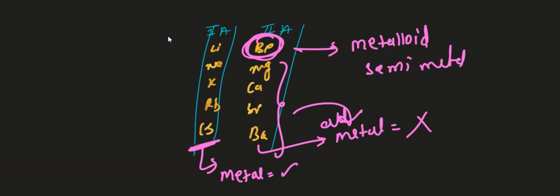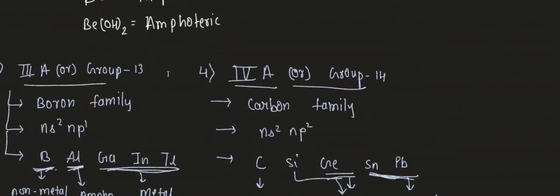So do you find any group which is purely made up of metal? What is the meaning of purely made up of metal? All elements should be metal. So which is that group? First A. Second A group, all are metals, no, the exception is beryllium. Right, move to the next one.